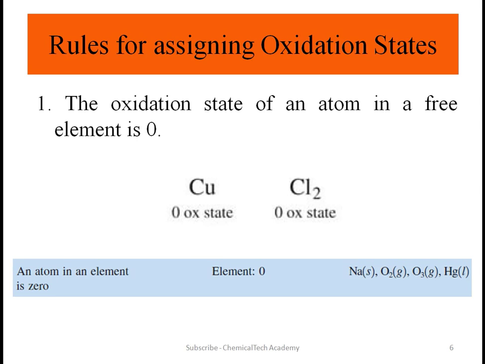So let's look at some rules for assigning oxidation states. Number 1: the oxidation state of an atom in a free element is 0. For example, copper is 0 oxidation state, or chlorine, 0 oxidation state. The oxidation state of any atom in a free element is 0, for example sodium, oxygen, ozone, and mercury.